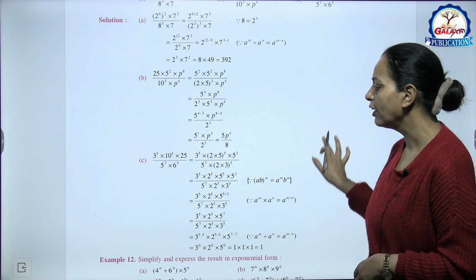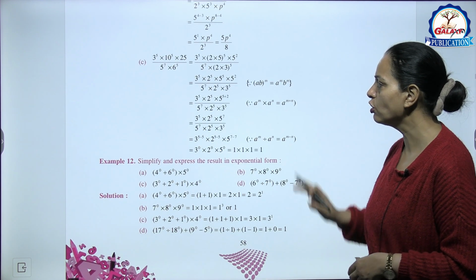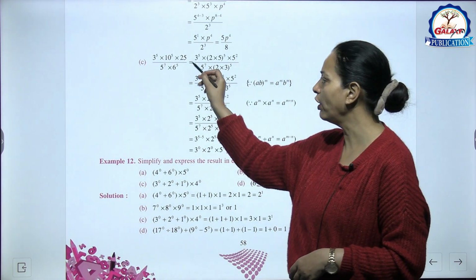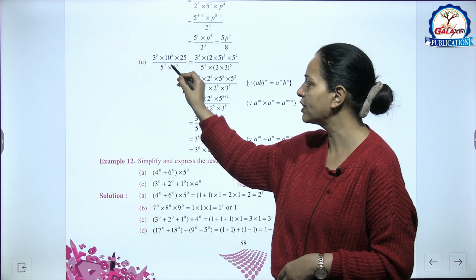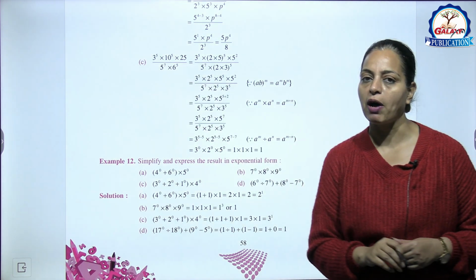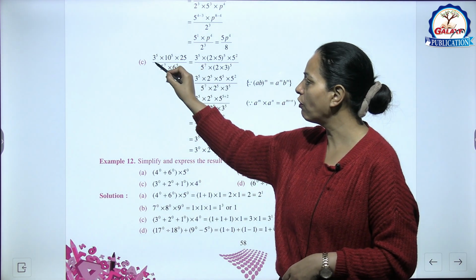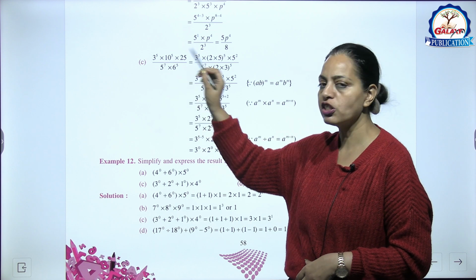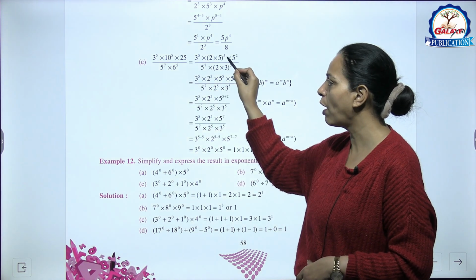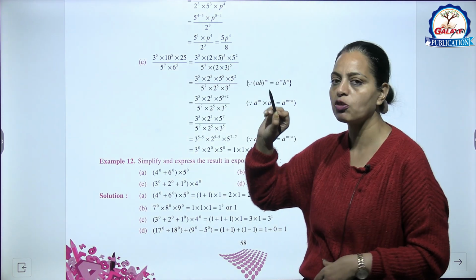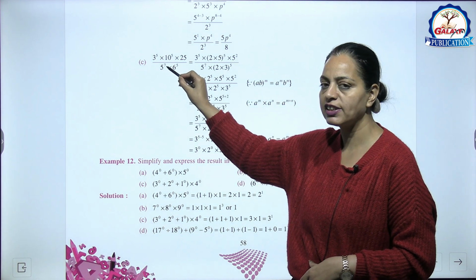Now C part, 3 raised to the power 5 into 10 raised to the power 5 into 25 upon 5 raised to the power 7 into 6 raised to the power 5. So 3 raised to the power 5 as it is. 10 को चेंज कर देंगे 2 into 5 whole power 5. 25 5 raised to the power 2. 5 raised to the power 7 as it is.